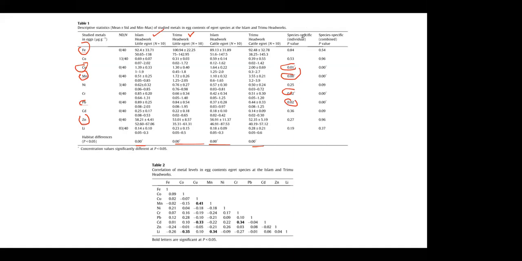Then we used the correlation analysis, and based on the correlation analysis, it was found that manganese was positively correlated with copper. Cadmium was negatively correlated with copper. Lithium and copper were negatively correlated. Manganese and lithium were positively correlated. Chromium and cadmium were positively correlated, suggesting that these are coming from the same sources.